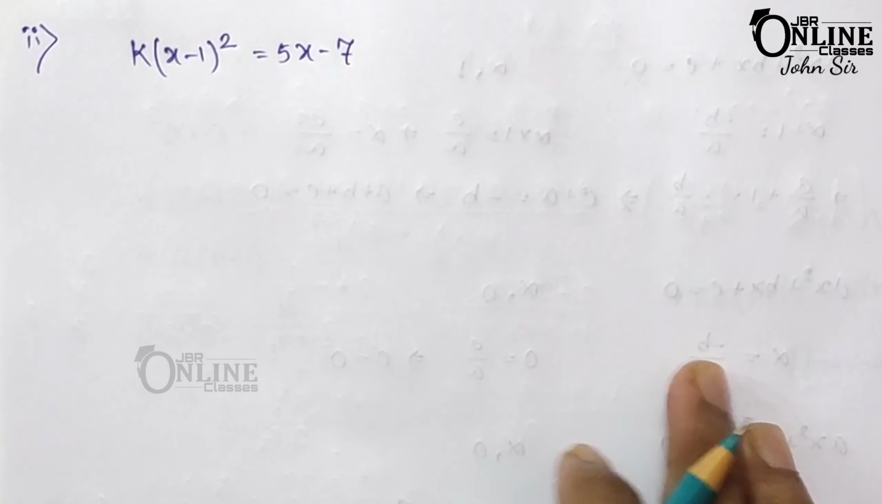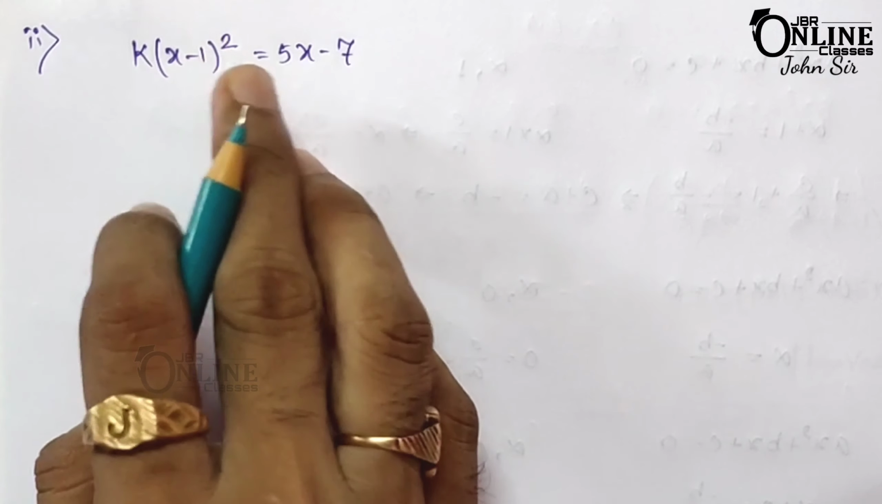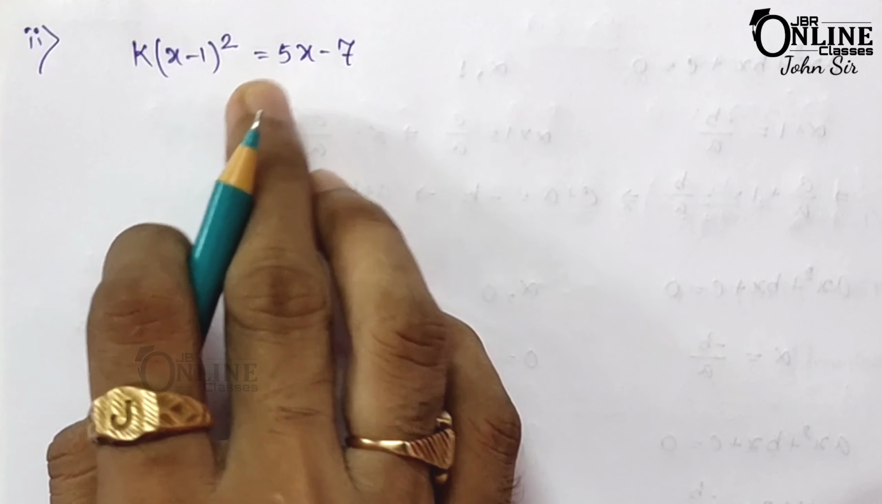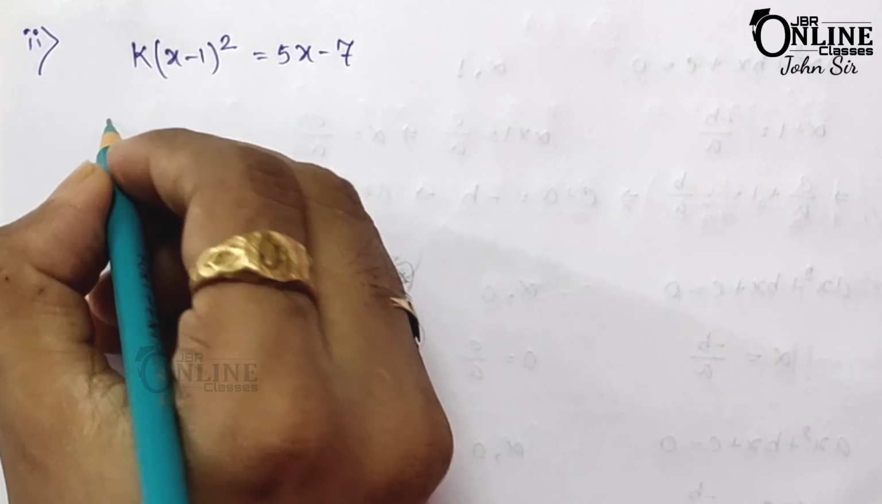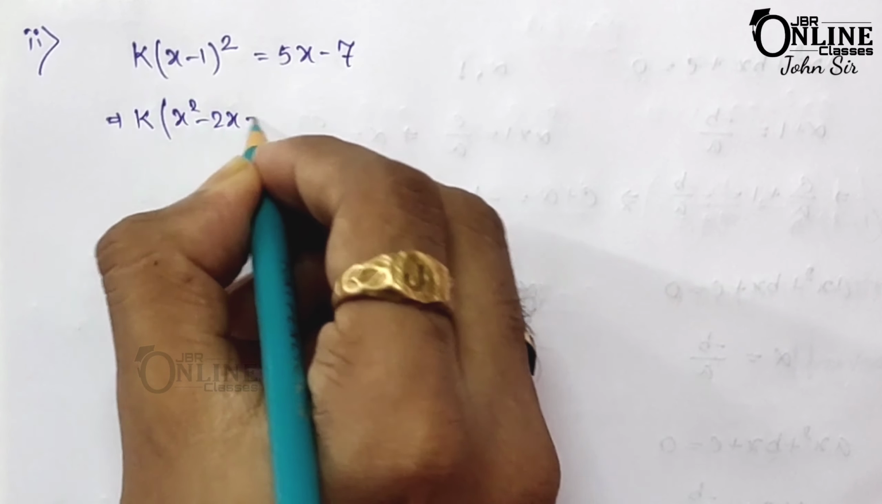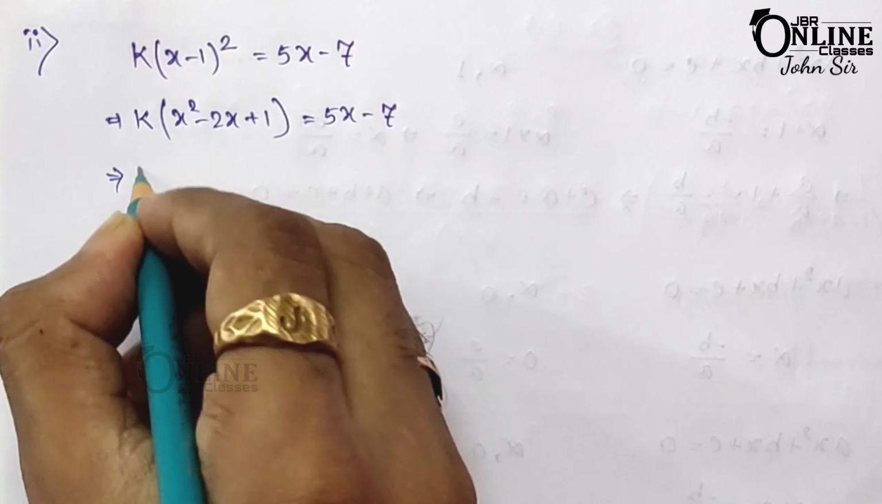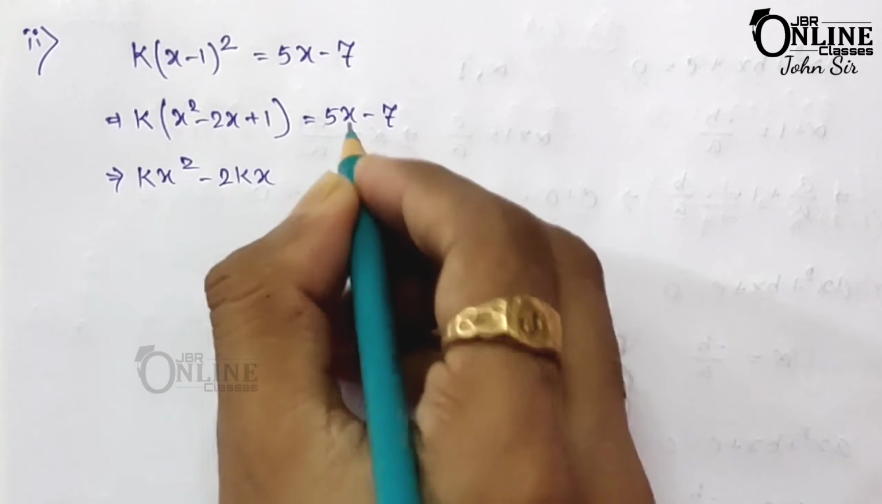Now the next one, sum number 21-2. Here the equation is k into x minus 1 whole square, that equals 5x minus 7. Determine the value of k if one of the roots of the equation is double the other. So first, x minus 1 whole square means x square minus 2x plus 1, and this equals 5x minus 7. So it will be kx square minus 2kx, then minus 5x, then plus k, and then plus 7, that equals 0.